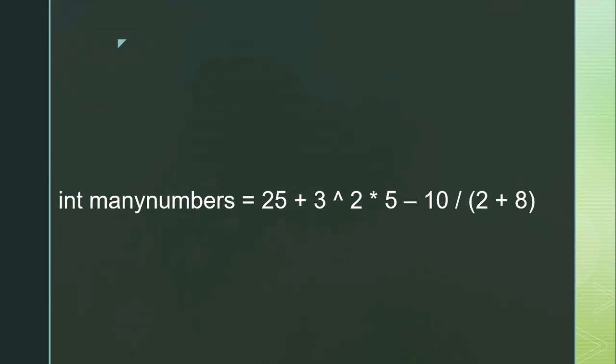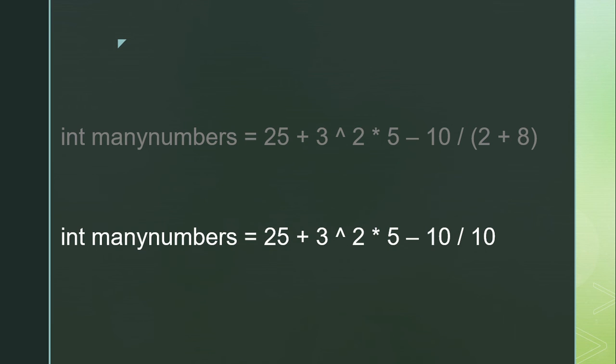There is one more thing. A number of operations can be performed on the same line. The order of how they are solved is as follows. First, go the brackets. So over here, as you can see, first we solve everything in the brackets and just 1 over here, so it is 10.